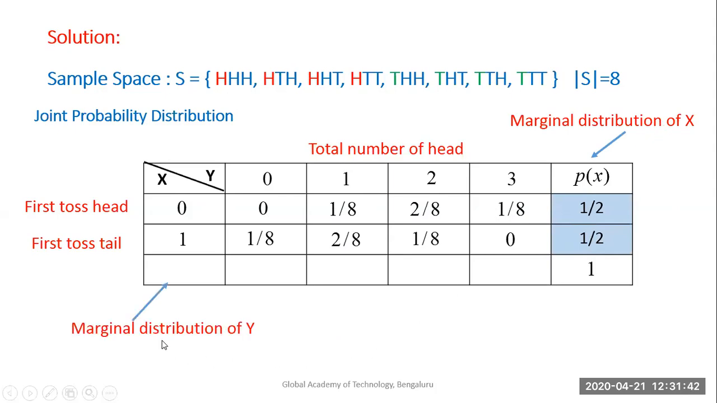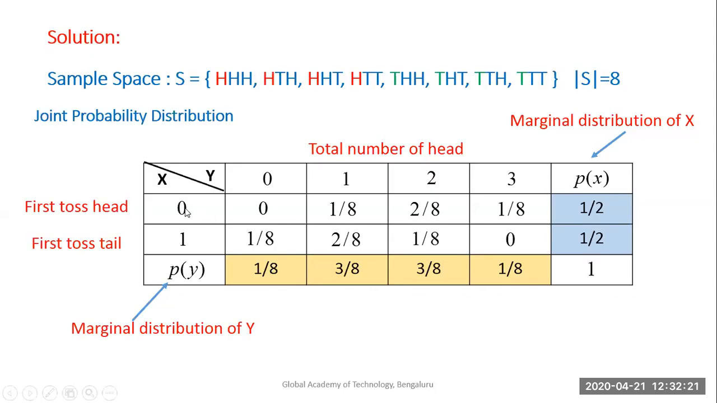Similarly, to find the marginal distribution for random variable y, add each of these columns. So 0 plus 1 by 8, 1 by 8 plus 2 by 8 and so on. So we get 1 by 8, 3 by 8, 3 by 8 and 1 by 8 as the marginal distribution for the random variable y. So again, you can verify the sum of all these values is going to be 1. Similarly the sum of these two values is also 1. So these are the marginal distributions for x and y.